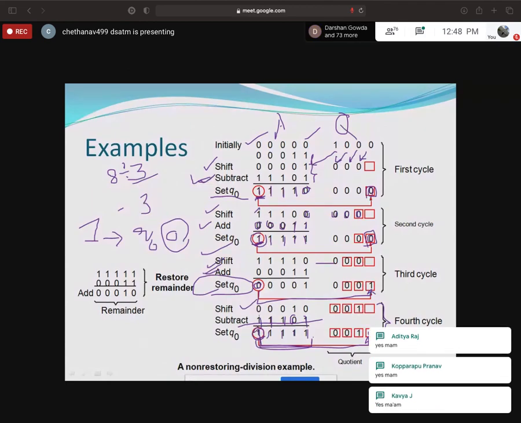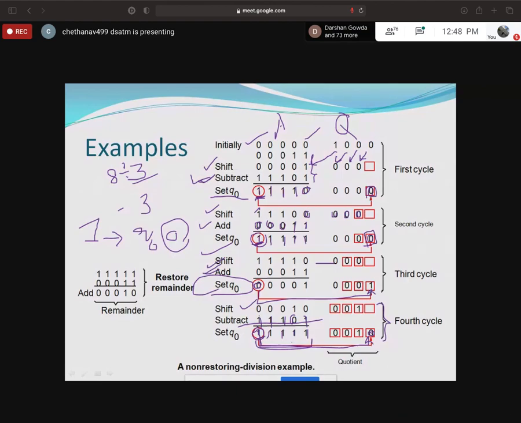What you should do at last is one thing. To whatever remainder you got, you have to add your divisor value. So what's your remainder? 1, 1, 1, 1, 1. For this, you have to add your divisor. What's your divisor? The divisor is 3. Right, add it. On adding, 1 plus 1 is 0, carry 1. 3 is nothing but 1, 1.